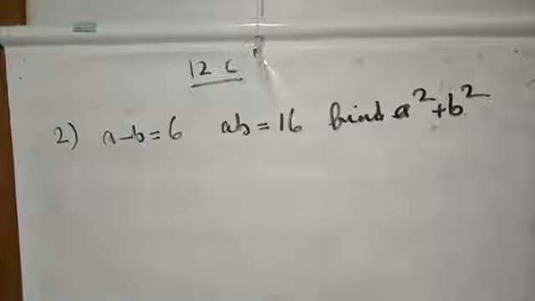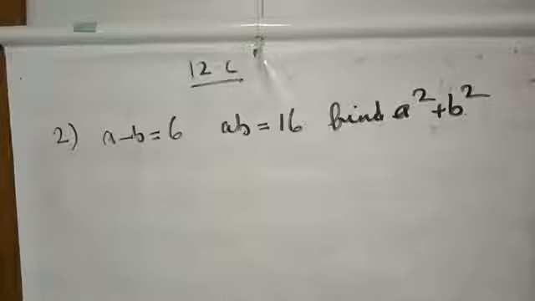Now let us do some application of this formula. Already we learned what is a plus b the whole square, a minus b the whole square, a square minus b square, then a plus b the whole cube and a minus b the whole cube. And by using this formula we can do some application level questions. So we can start with exercise 12C. In exercise 12C, second question.